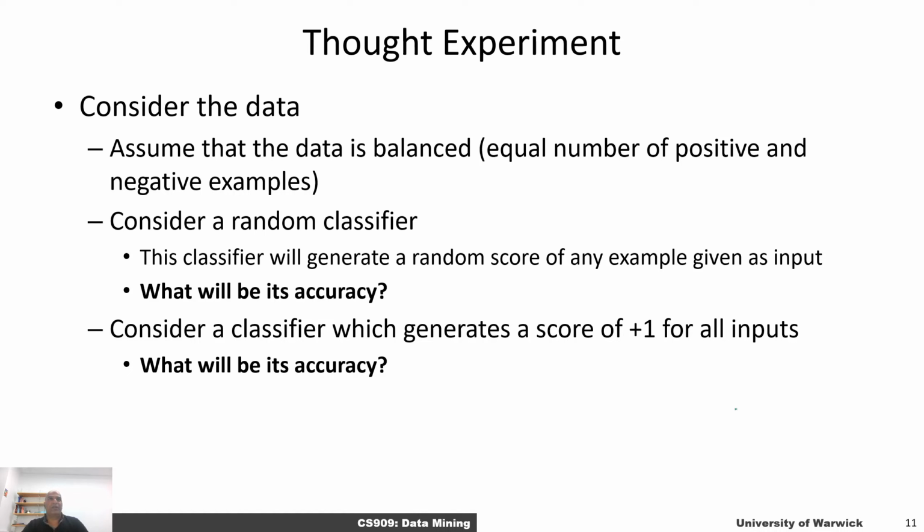So consider the following data set. Assume that the data set is balanced. That is, we have got an equal number of positives and negatives. And then consider a random classifier, a classifier that spits out random scores for a given example, right? So within the range of, let's say, -infinity to +infinity. What is its accuracy going to be? I want you to think about this and answer this question, and we can have a discussion on that in one of the live sessions as well.